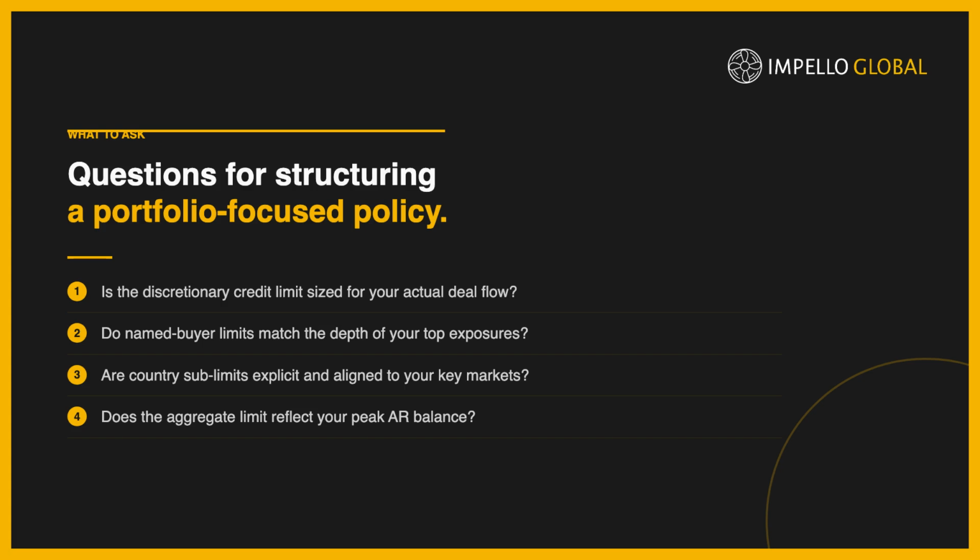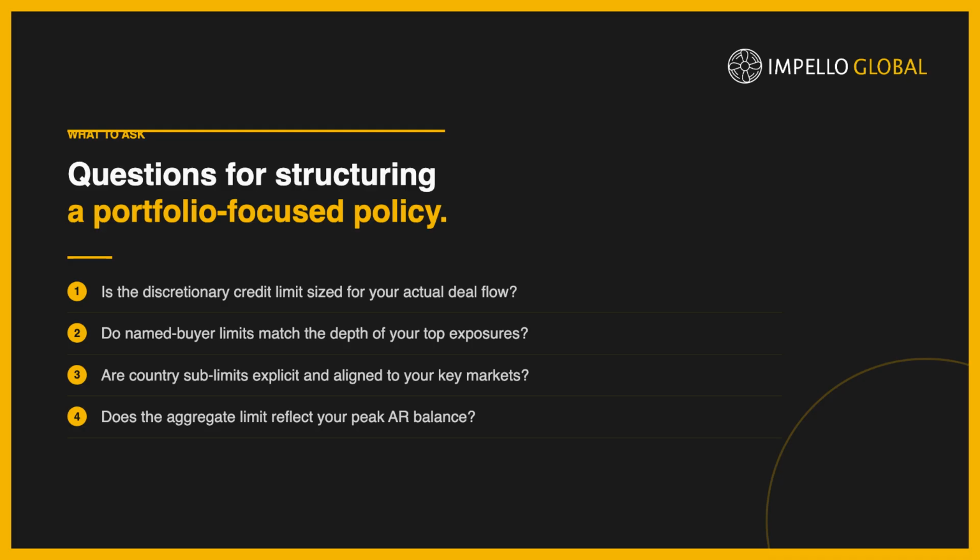How deep is the name buyer limit coverage for your top 10 exposures? The buyers where you have the most to lose should have the highest quality name buyer underwriting. Do not accept thin limits on your largest relationships. Does the policy include country sublimits, and do they reflect your actual geographic distribution? If you do significant business in 5 countries, each one should have an explicit sublimit that aligns with your strategy, not a blanket coverage that obscures concentration.